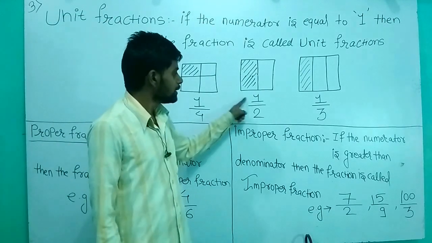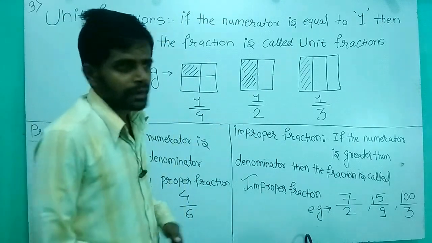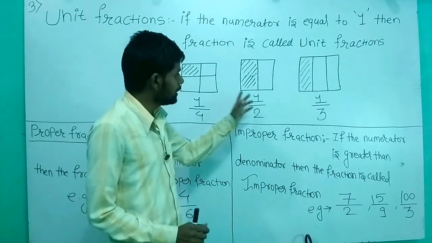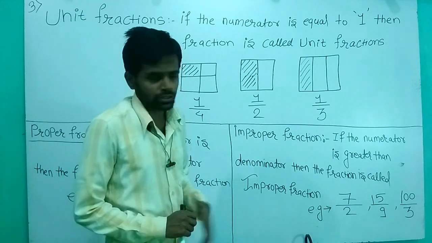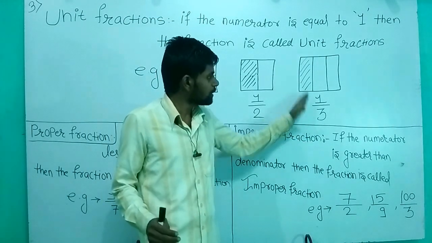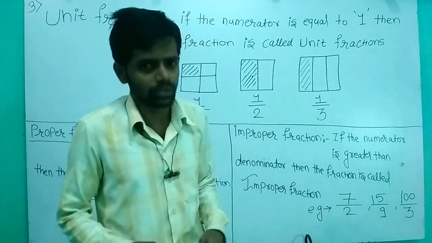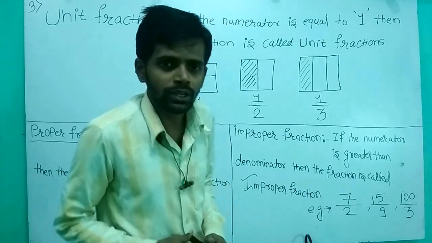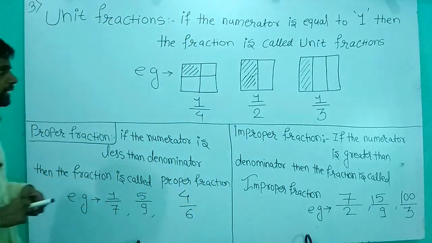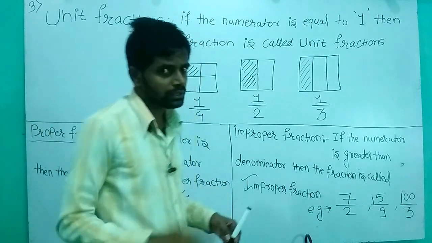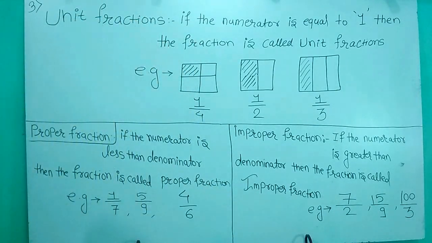Okay. Now here it is 1 by 2. The total number of parts is 2, but we are taking only one part out of the two parts. So it is also a unit fraction. This is also 1 by 3. Okay, 1 by 3 also has three equal parts. This one object is divided into three equal parts, but we are taking only one part, and that's why it is also a unit fraction. Numerator is equal to 1. That means it is a unit fraction. Understood, everyone?